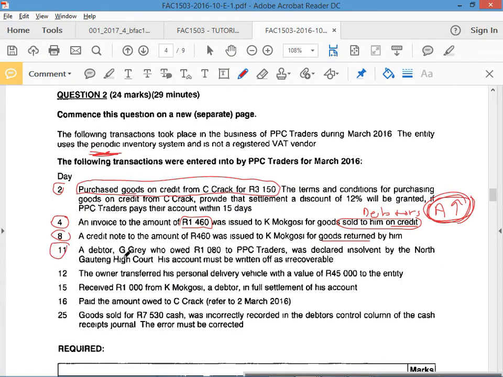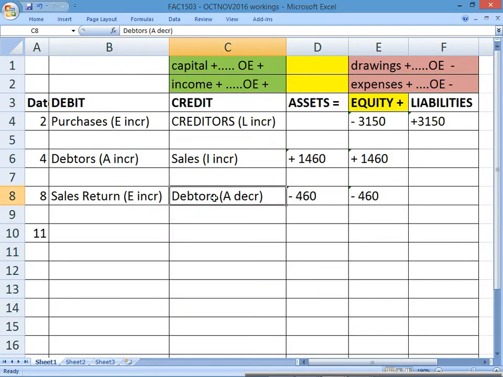11. A debtor G who owed 1,080 to PPC was declared insolvent by N. His account must be written off. Okay, so a debtor, let's keep it simple. A debtor can't pay. A debtor is going to refuse to pay, can't pay. They're not going to pay. So what are you going to do to the debtor's account? Increase or decrease? You're going to decrease. Debtors is an asset that's decreasing because you're writing it off. If you're writing it off, they're not going to pay. Does that make sense? Right, so debtors don't pay. There it is. Debtors asset decrease.